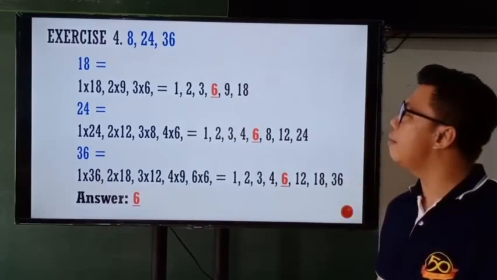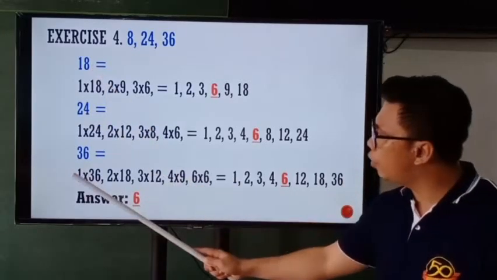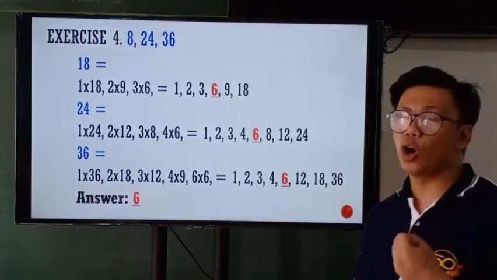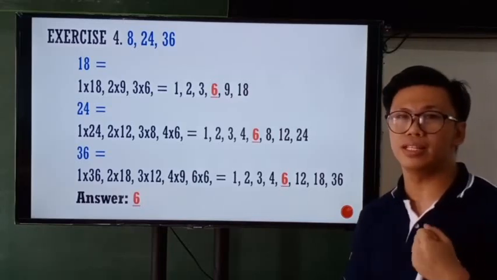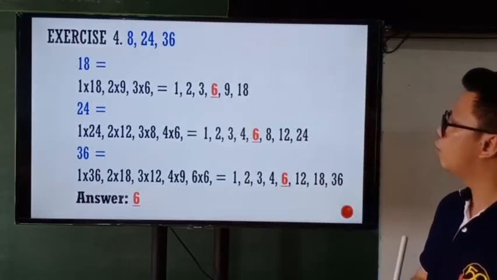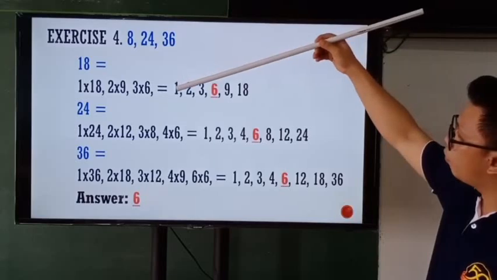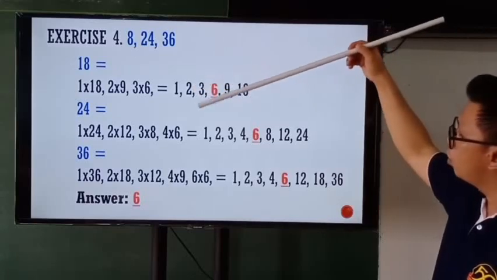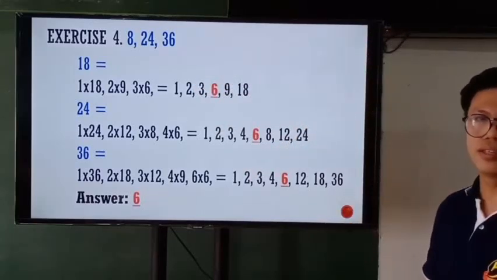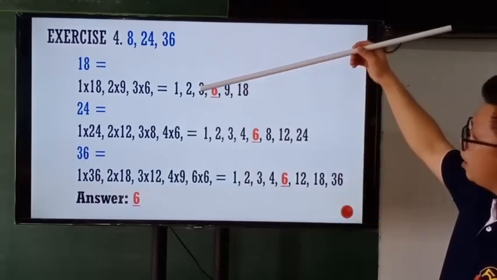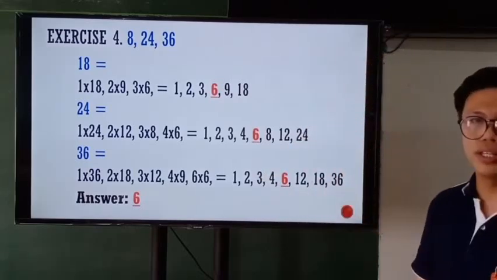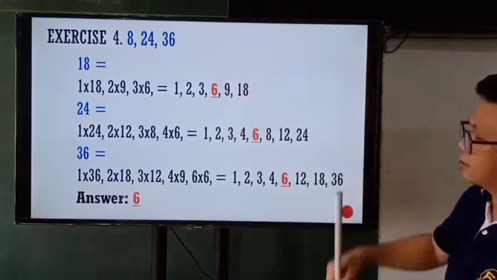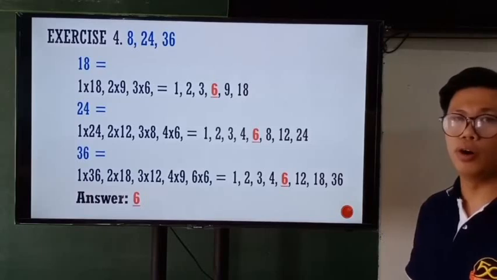So after getting the factors of 18, 24, and 36, what's next? Very good. We will find the common factor. Common factor means same number. So look at now. What are the same numbers? We have 1, 1, and 1. What's next? We have also the same number. We have 2, 2, and 2. What's next? We have the same number of 3, 3, and 3. What's next? We have 6. So we have 6, 6, and 6. So that is our common factor.